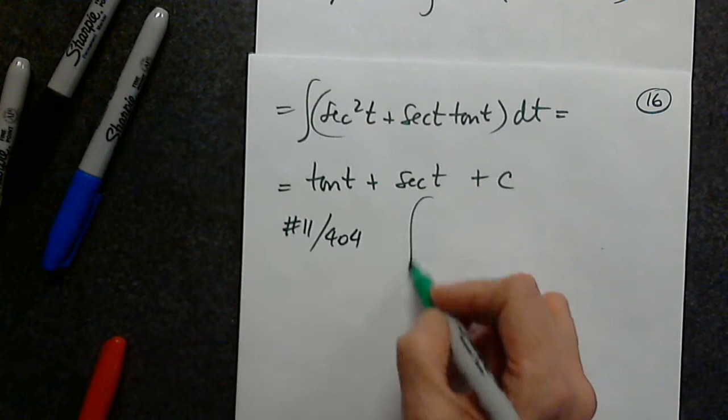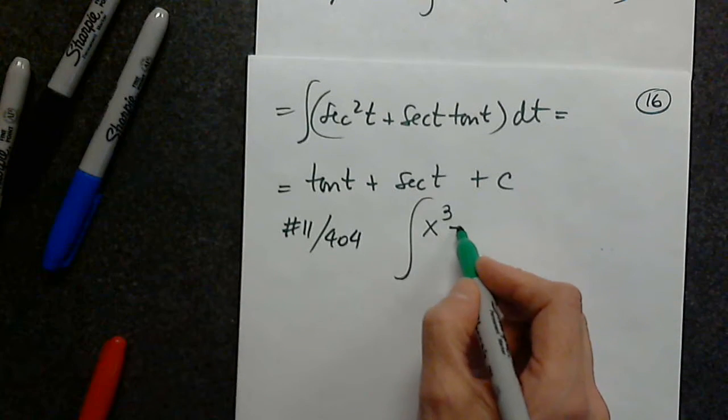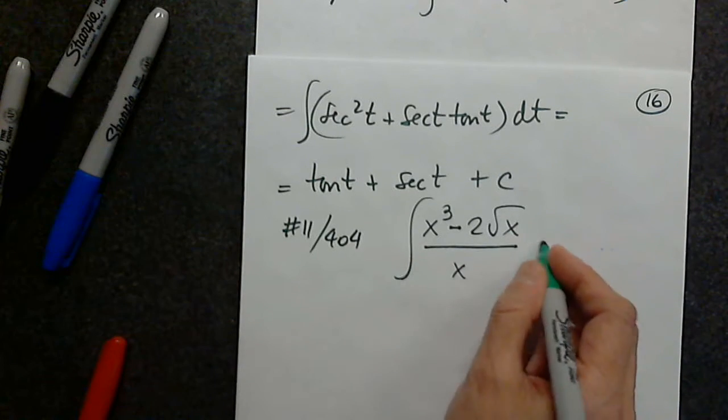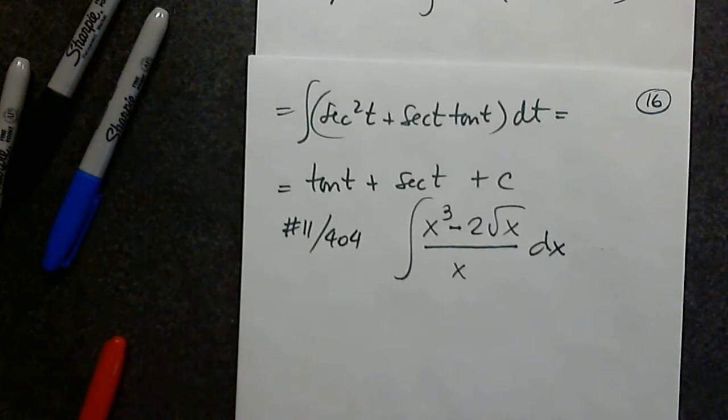The integral from x to the third minus 2 the square root of x, everything divided by x dx. Perfect pick. What do you think I'm going to do first? For sure. Something many of you did not do on the test with that function. Simplify. Yes. You always want to simplify.